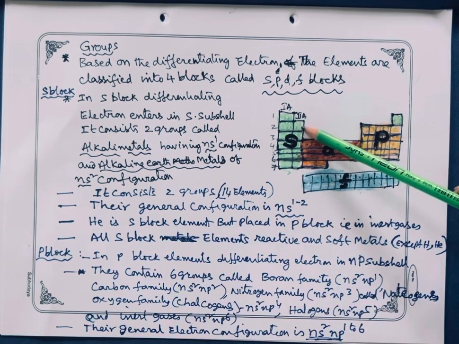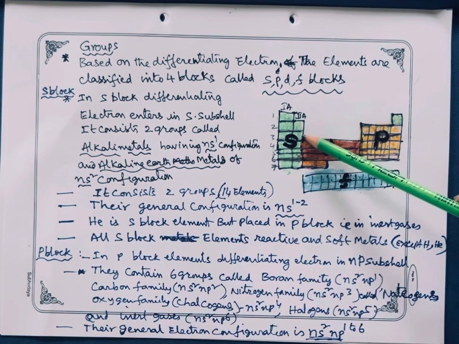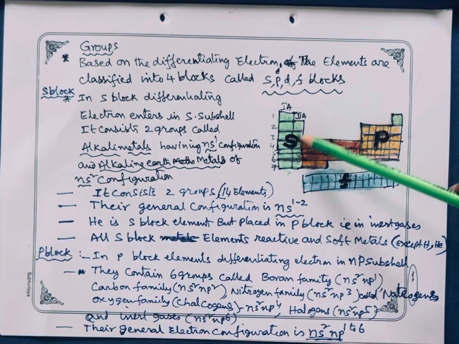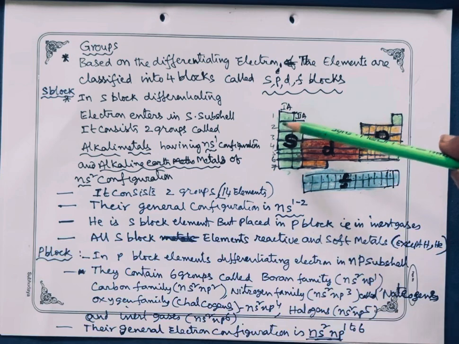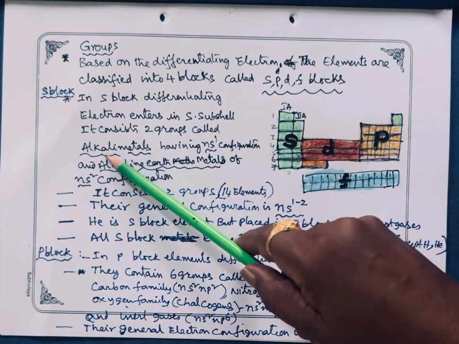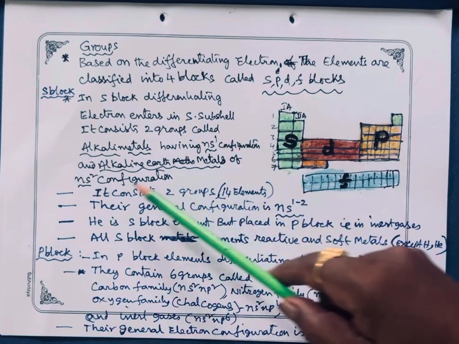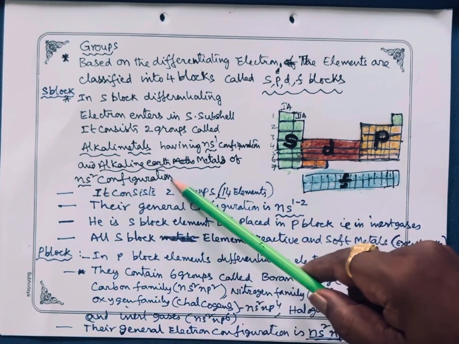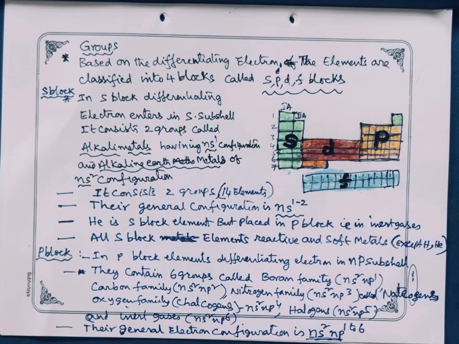So this is 2s2, 3s2: beryllium, calcium, strontium, barium, radium. These are ns2 configuration, and they are called alkaline earth metals. These two groups come in the s block. Alkali metals having ns1 configuration and alkaline earth metals having ns2 configuration come into this block.